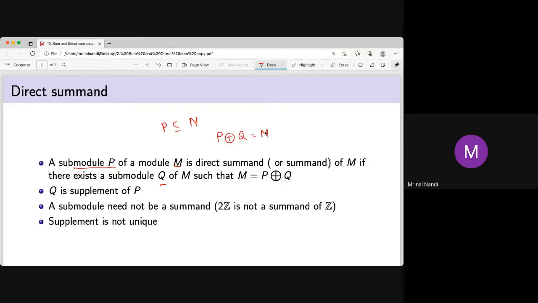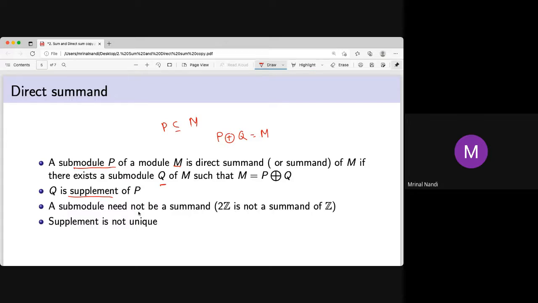So this is like a complement. In vector space, you know what is called a complement. In a module, we call Q a supplement of P. In vector space, we call it a complement. Here it is a supplement. Same thing actually. So that means this sum is direct.